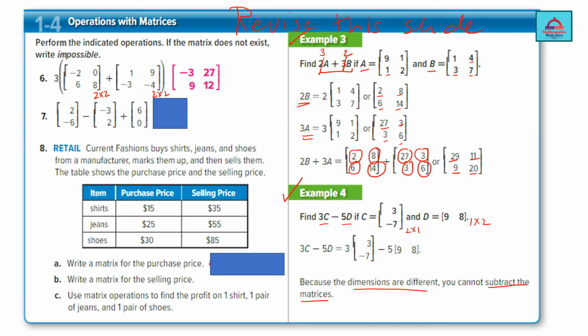Next one, again the matrices are 2 rows, 1 column, so 2 cross 1 matrix, all are of the same order, so we can do the operation nicely. First you are going to subtract them and then you add the result. So the answer would be this much. Please check your answers. And question number 8 is a word problem. We are going to now solve it nicely with all the steps. So let's do it in the next slide.